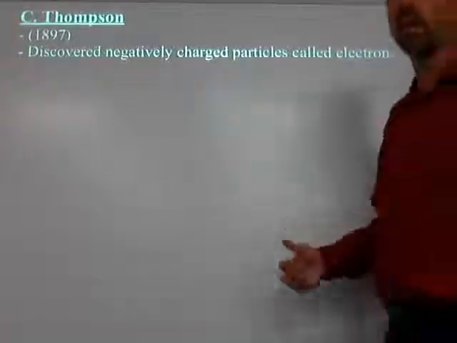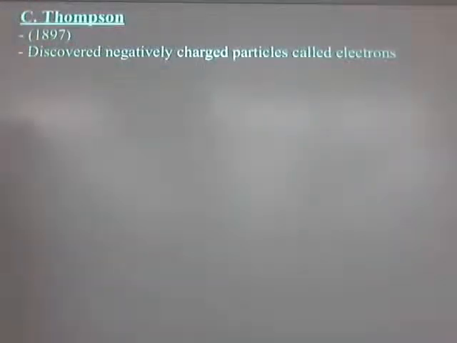So what basically Thomson discovered were electrons. He discovered negatively charged particles called electrons through his experiments. And that thing is called a cathode ray tube, or a Crookes tube.